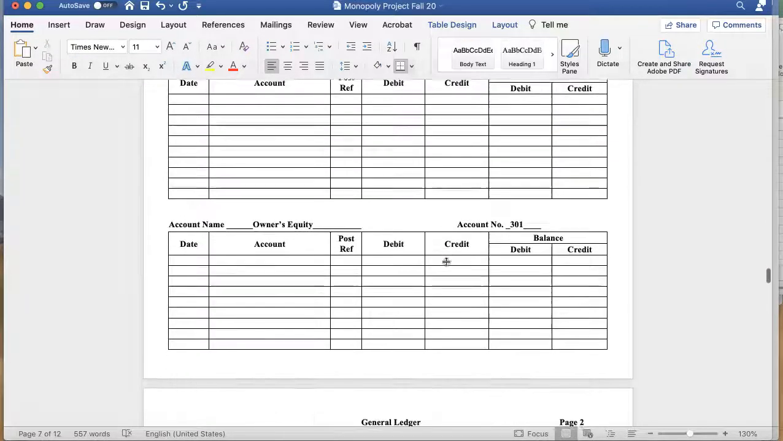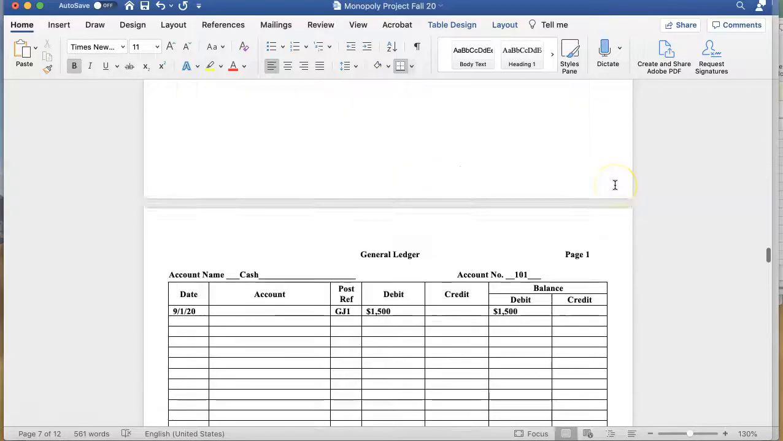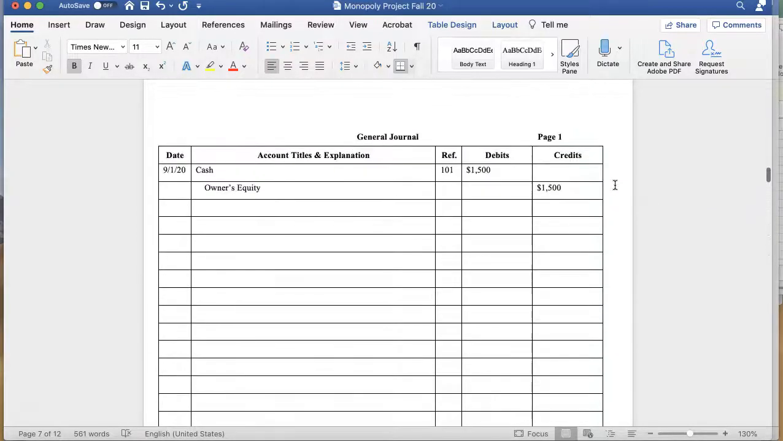So owner's equity, same date was 9/1 of 20. Don't have to put anything there. I do know that this information came from GJ page 1 and it was a credit of $1,500. That's all I have at this time, so the balance is $1,500. The account number is 301, so I'll go back to my general journal page 1 and I'll enter 301 here. And so now we've journalized, recorded it in the journal, and we've posted it to the ledger. So that's all we need to do for this transaction at the moment.